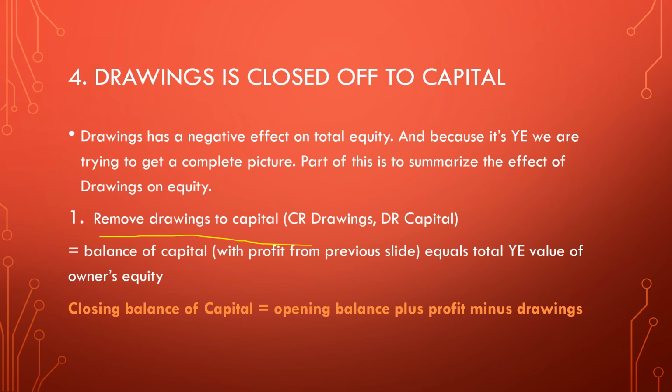Then what you are left with is balancing the capital account. That capital account now includes the profit that we transferred in the previous step and the drawings. In total, the balance of that capital T account is the year-end value of owner's equity. And again, you can see here that the closing balance of capital is the opening balance of capital plus profit minus drawings. Something we've actually worked with in Learning Unit 2 in our accounting equation.